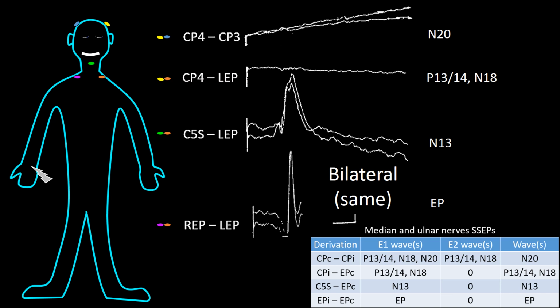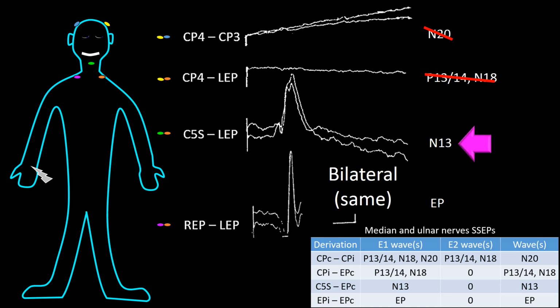As you can see, I have placed by the side of each derivation the expected potential. In this patient, the expected near and far field scalp potentials, which I have placed by the side of each derivation, are not present. The missing potentials include the cortically generated and scalp recorded N20, the thalamic or tectal generated and scalp recorded N18, and the brainstem generated and scalp recorded P13-14, which are missing.